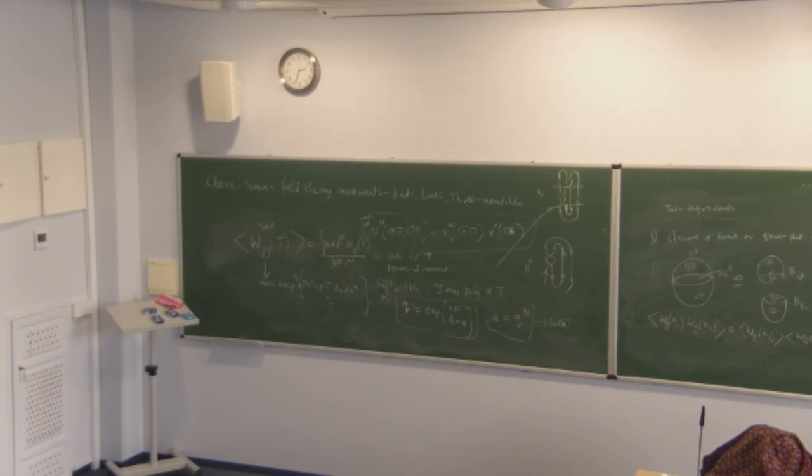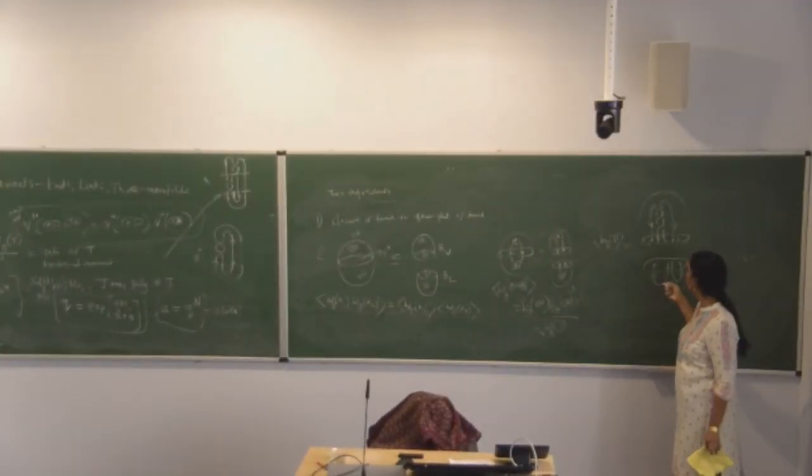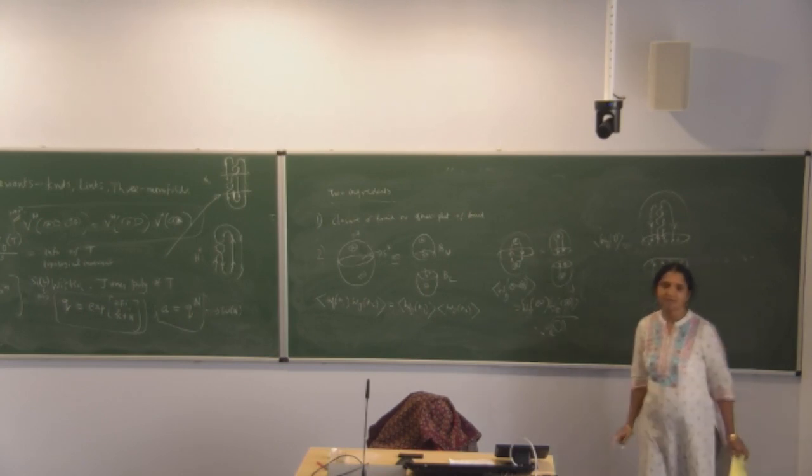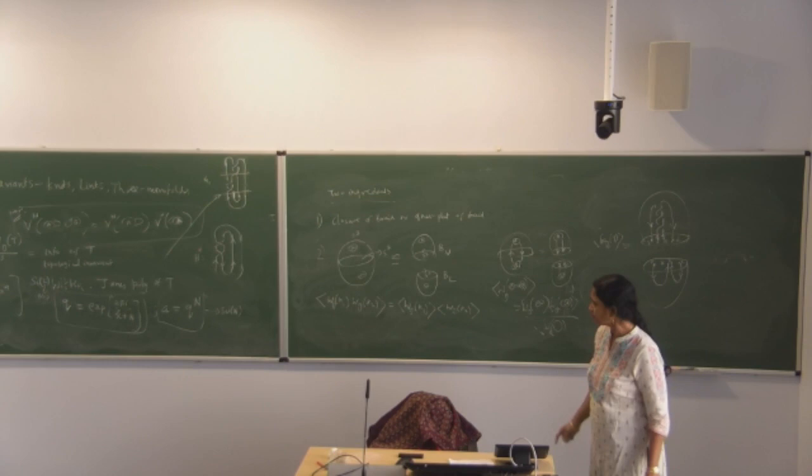But for the oppositely oriented boundary, it's the opposite. This R will look like R bar, and R bar like R, if you put any other representation of the SU(N) group.